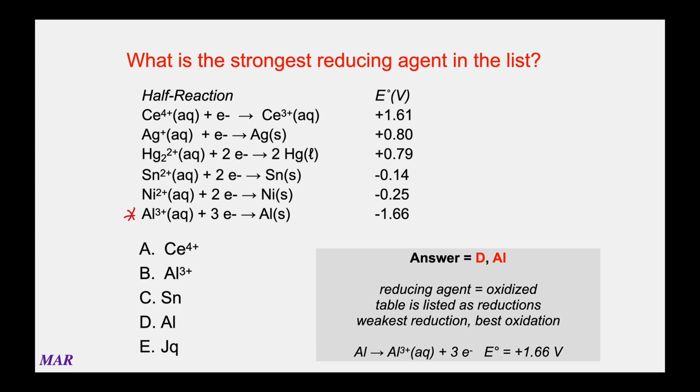And I know that's confusing and I hate it and I'm really sorry for what it's worth, but I didn't make the rules. I'm just the messenger. You want the most positive E cell for an oxidation. Aluminum going to aluminum 3+ would be the one you'd want to choose in this list.